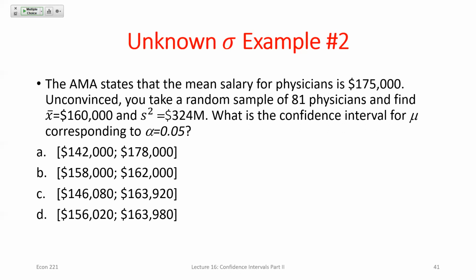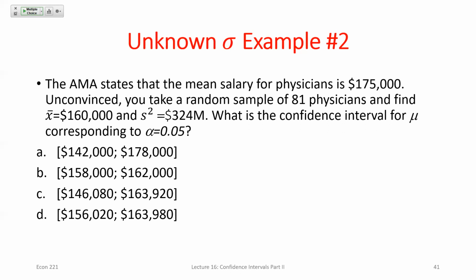Alpha of 0.05 corresponds to what percent confidence? 95%. So, building a 95% confidence interval, an alpha over 2 here, or the area that I want on each side of my confidence interval, would be 0.025. The other thing that I need is my degrees of freedom, which here is 81 minus 1, so I've got degrees of freedom of 80.